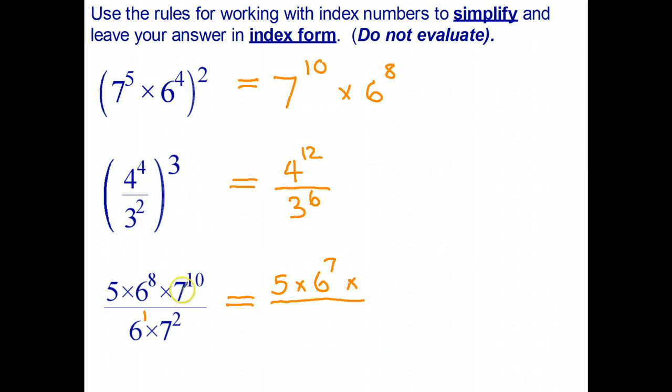And I've got 7 to the power of 10 divides 7 squared. Once again, to divide powers with the same base, we subtract indices. 10 subtract 2 is 8. Final answer, 5 times 6 to the 7th times 7 to the 8th. And once again, my fraction has disappeared, so I can erase that.